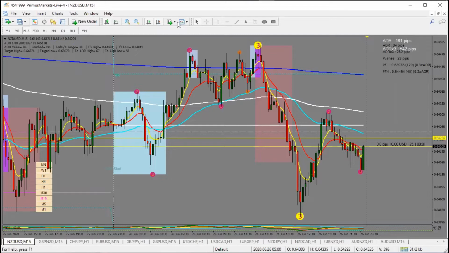This is NZD/USD, the chart that I've opened here for the New Zealand against the US dollar. As you can see, here is our Asian box right here. Like I always tell people at MMM, we have a template that divides the sessions. So this is the Asian box.